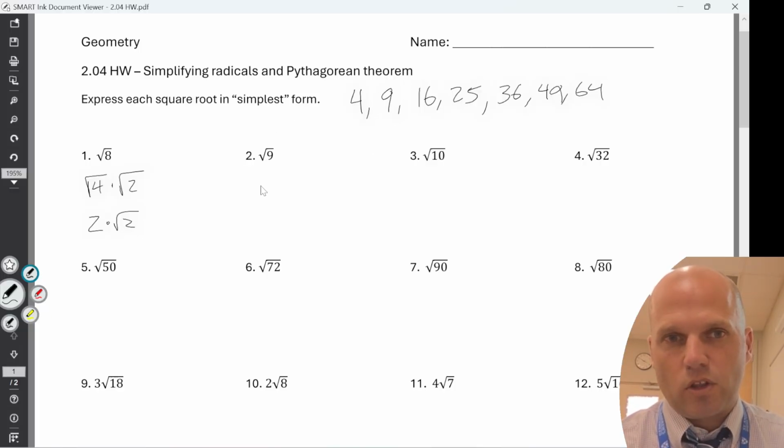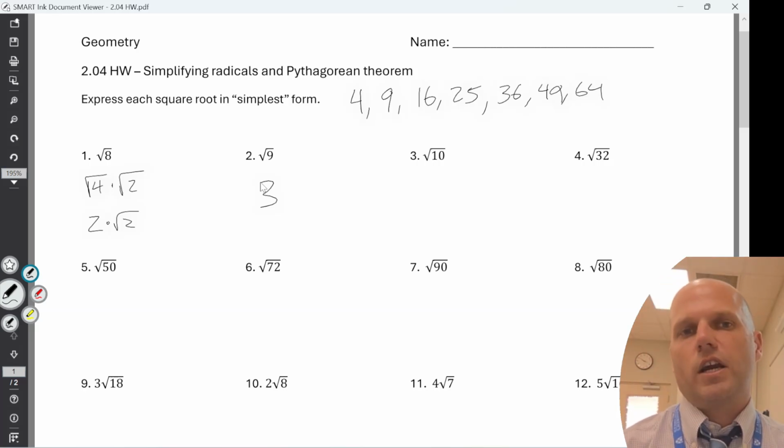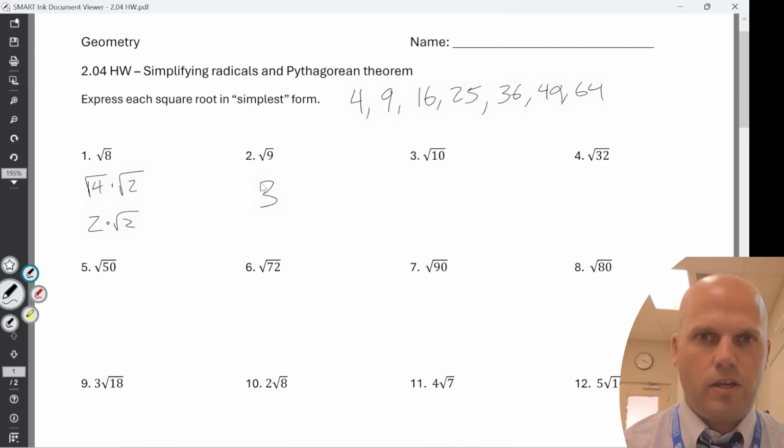Now square root of 9 is one of those nice numbers. Square root of 9 is just 3. So we don't have to go through this whole rewriting process. We just know that the square root of 9 is 3.